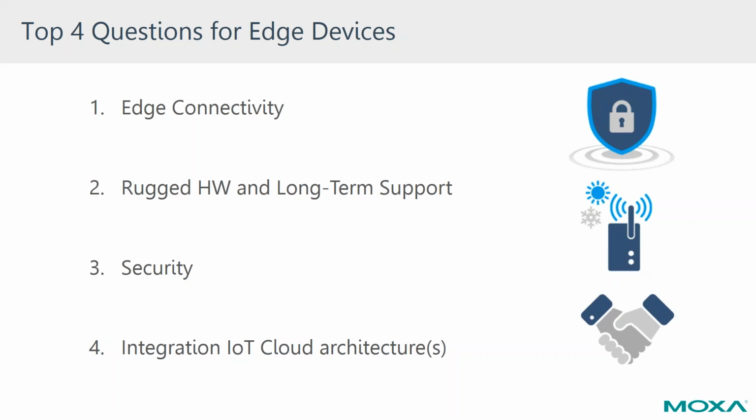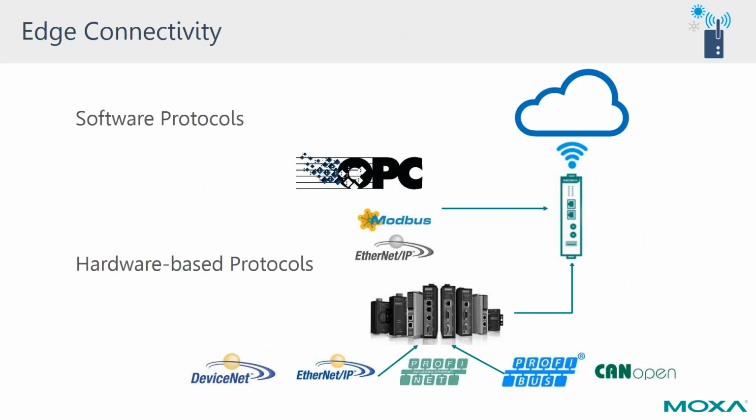First one is around edge connectivity. Second one is around rugged hardware, long-term support. Third being security. Many times this is the first question that gets asked because you are directly connecting OT systems into an IT environment, sometimes in a public cloud. And then the fourth one being the integration of those cloud architectures, and how does that work when you're bridging OT directly to IT in this single device. Let me elaborate a little bit further.